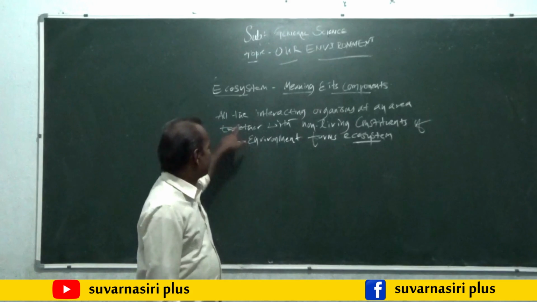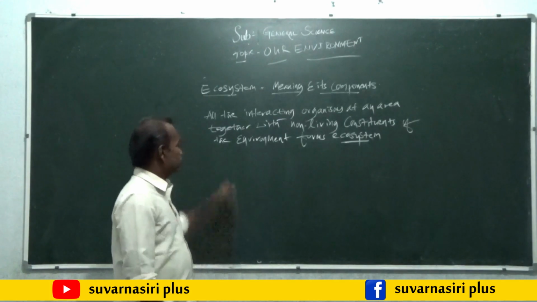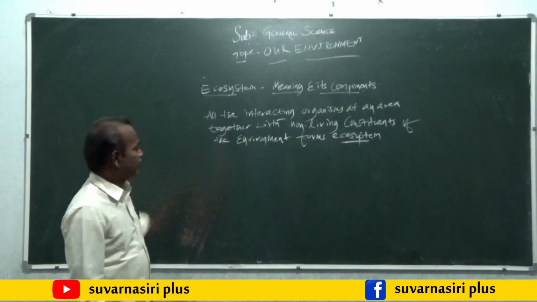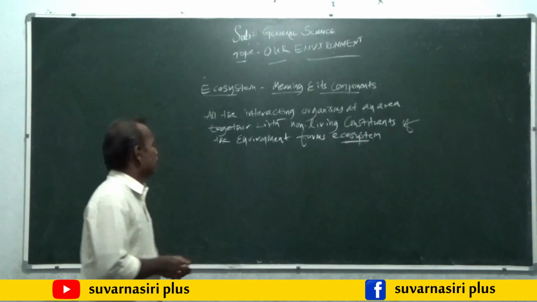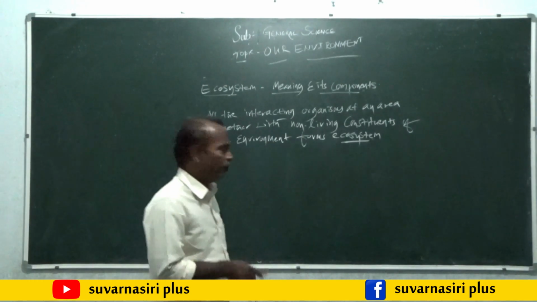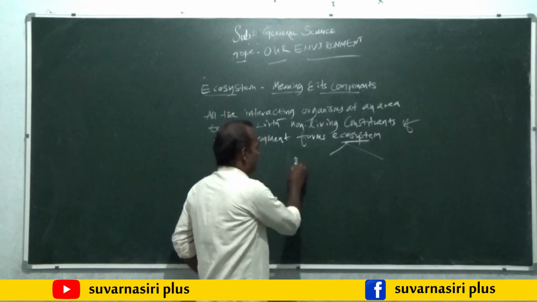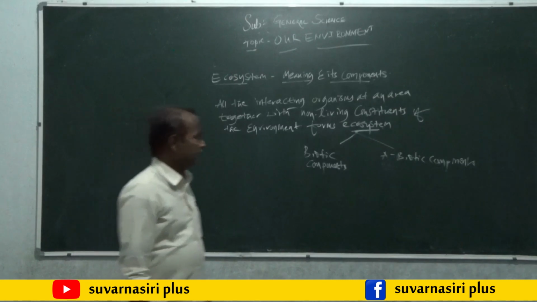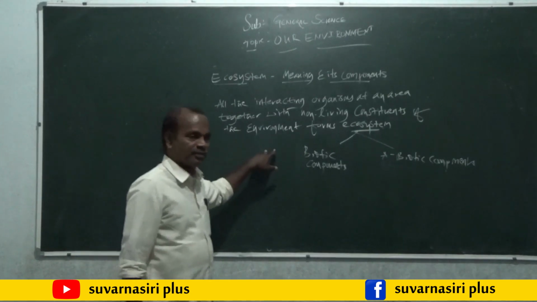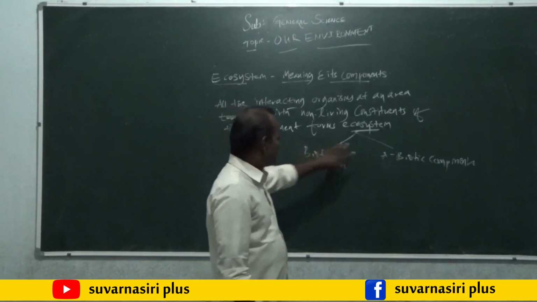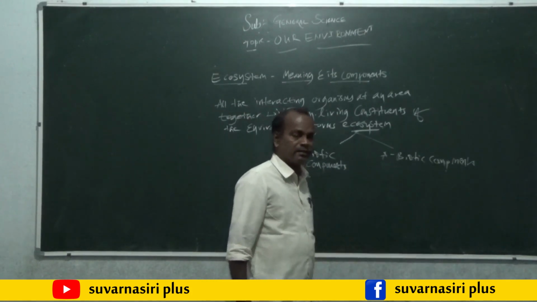Now, let us understand the meaning of ecosystem. All the interacting organisms in any area, together with the non-living constituents of the environment, form the ecosystem. The two important components of the ecosystem are biotic components and abiotic components.